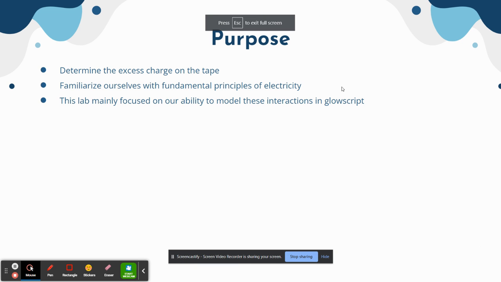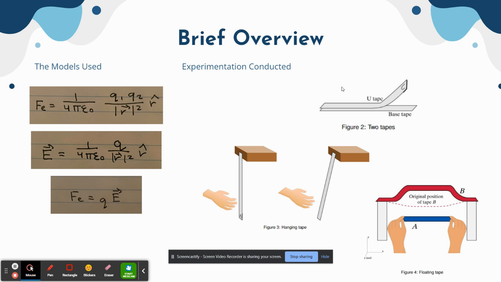Lab 2. The purpose of this lab was to further extend Lab 1, where we determined the excess charge on a tape, and to further familiarize ourselves with the fundamental principles of electricity. Here we mainly focus on visualizing this in GlowScript and changing it from a point charge to a line of charges. So, a brief overview of what we did experimentally.